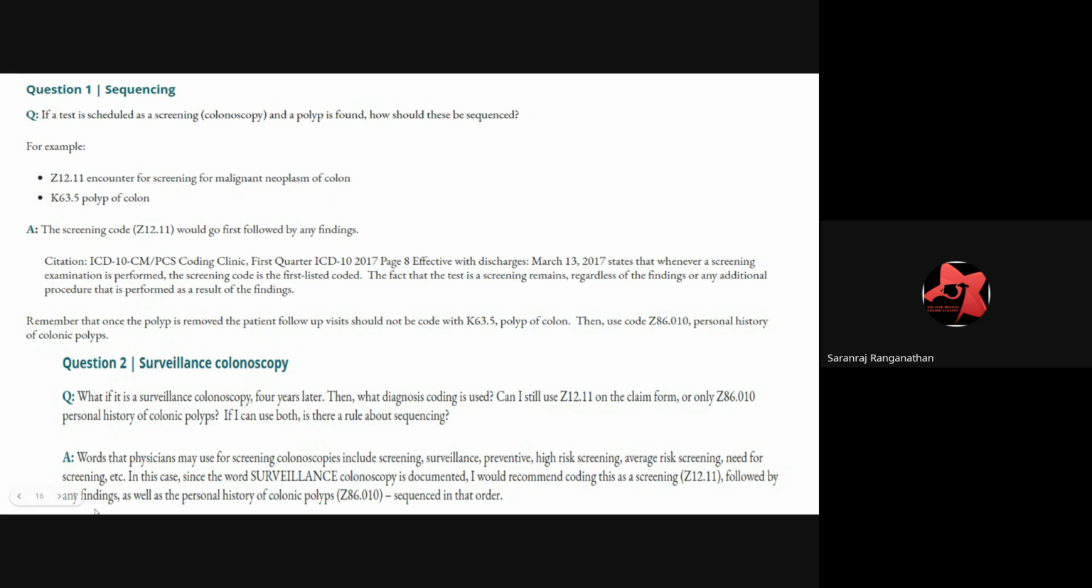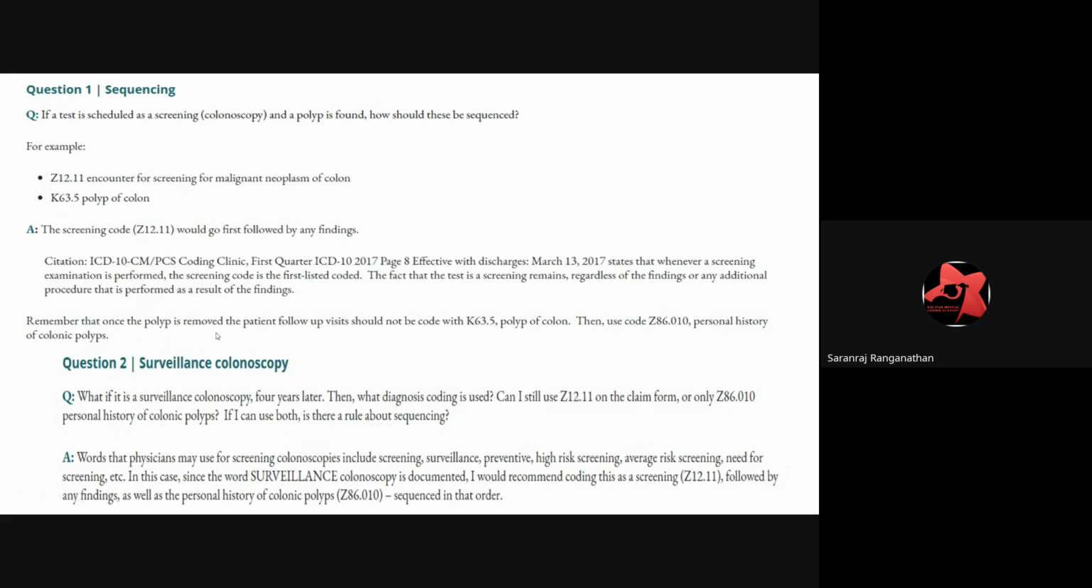If in case they have a history code, meaning family history or personal history, that will be followed by the abnormality code. So if they are coming for the follow-up visit, meaning the polyp has been removed, the polyp code no need to code. That only they are telling. Remember that once the polyp is removed, the patient's follow-up visit should not be coded with the polyp code. So we have to use the personal history of the polyp code. Okay.